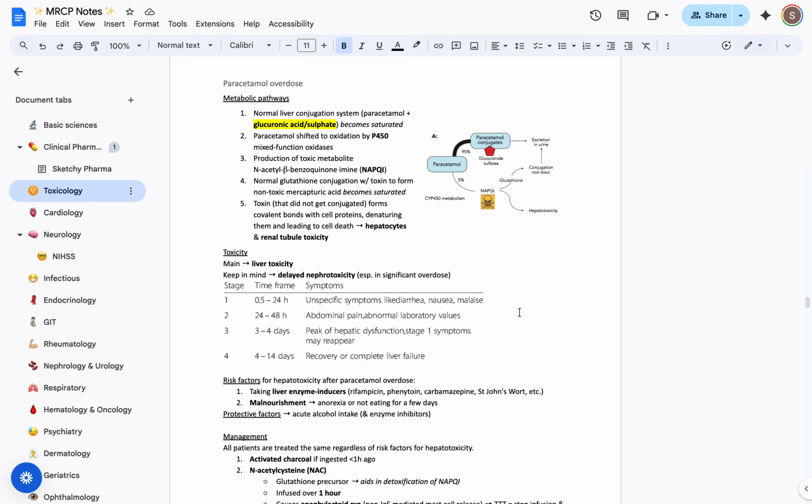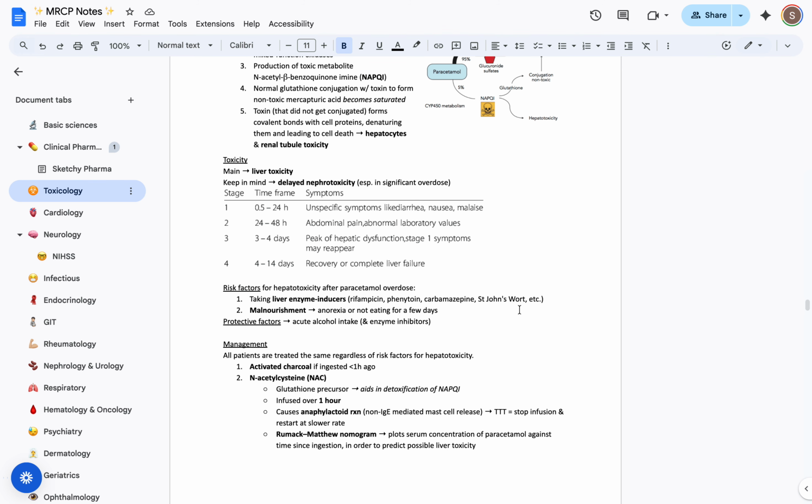What is the risk factor for hepatic toxicity? If the patient is malnourished or if the patient was taking liver enzyme inducers. What is a protective factor for a paracetamol overdose? Enzyme inhibitors and acute alcohol. Is acute alcohol an enzyme inhibitor? I think so, yes. So chronic alcoholics will have higher risk of hepatotoxicity after paracetamol overdose.